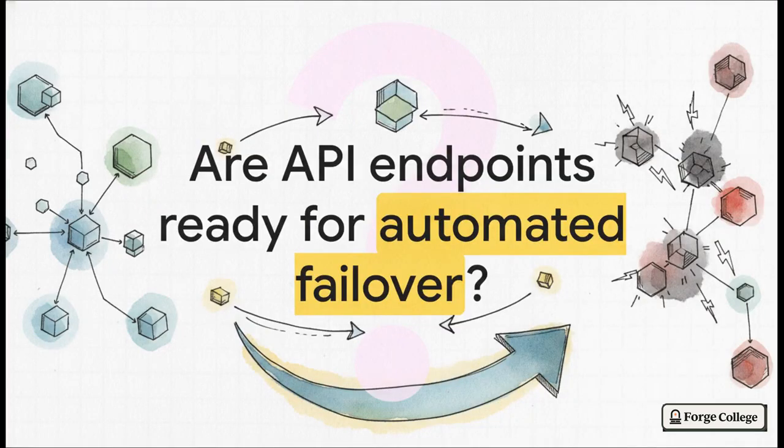Which leaves us with one final provocative question. Are your API endpoints ready for automated failover? Because now that you have this resilient retry scaffold built, you are perfectly positioned for our next massive technical step, automatically routing traffic away from dead nodes over to healthy ones.